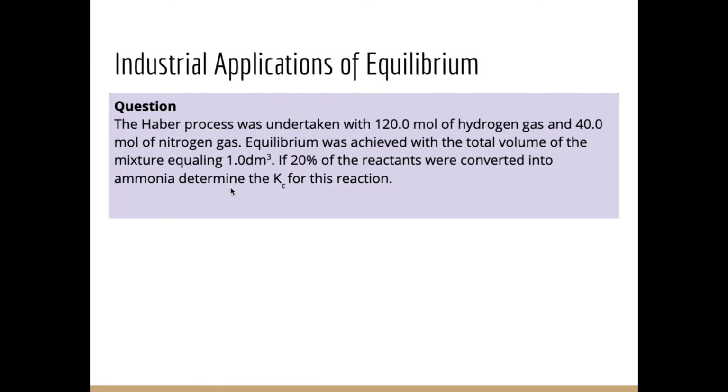Let's do one last question to have a go at one of these RICE type questions with the Haber process on an industrial scale. Pause now if you want to have a go. Here's the question. The Haber process is undertaken with 120 moles of hydrogen gas and 40 moles of nitrogen gas. So big, high scale process. Equilibrium was achieved with the total volume of the mixture equaling 1.0 decimeters cubed. If 20% of the reactants were converted into ammonia, determine the Kc for this reaction. Pause now and then check it.